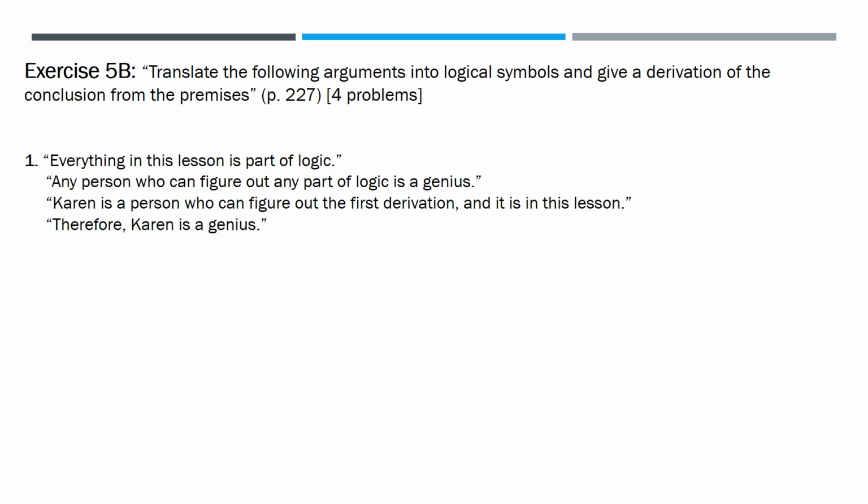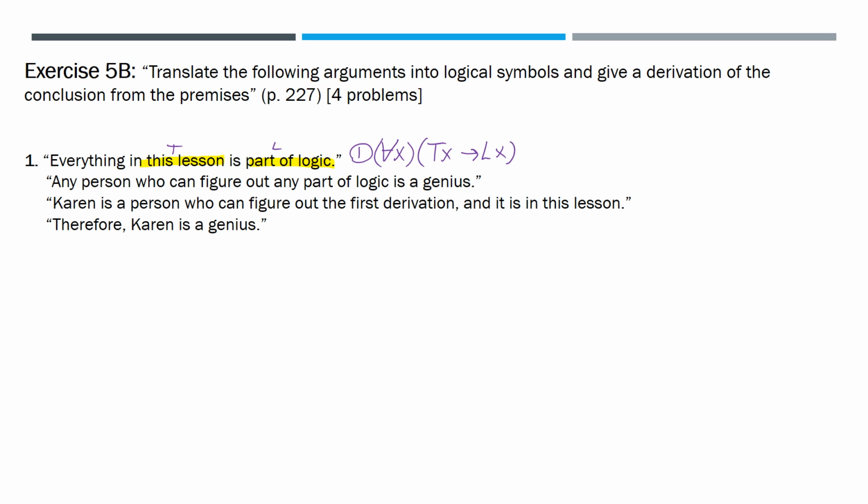Premise 1 tells us that everything in this lesson is part of logic. It is a universal affirmative proposition. We'll say T represents this lesson and L represents part of logic. Thus, for premise 1, we have for all x, if x is in this lesson, then x is part of logic. For all x, Tx arrow Lx.